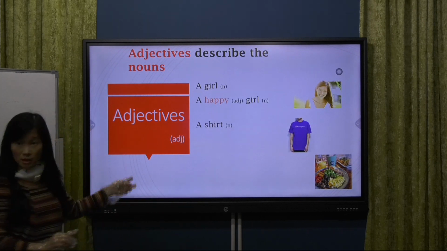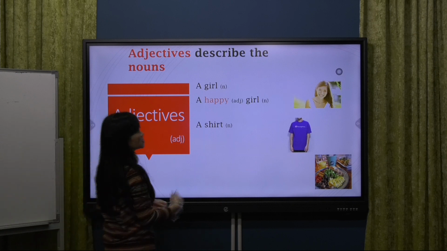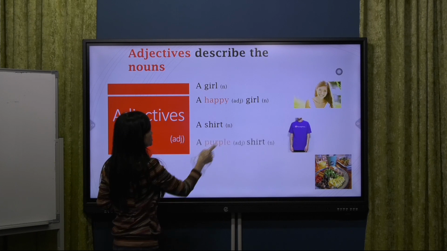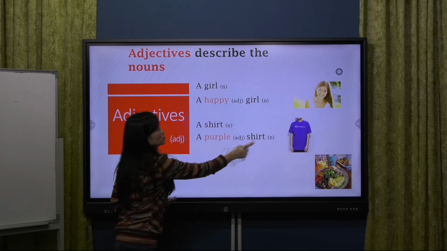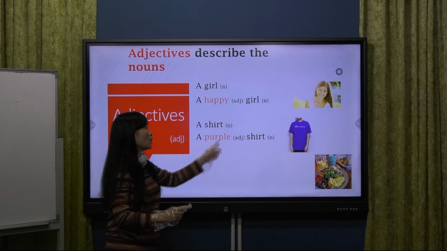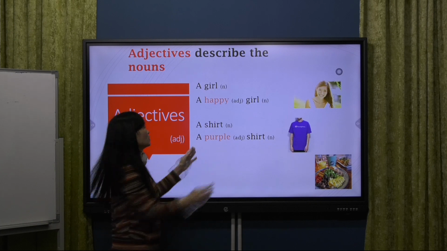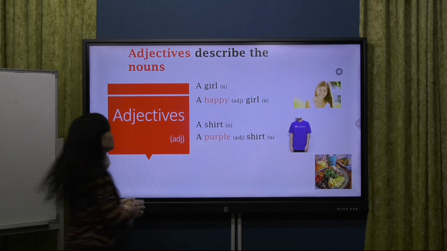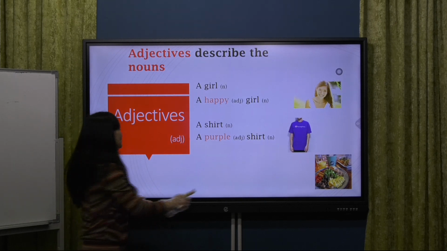A shirt is a noun. And I want to tell you more about the shirt. I would say it's a purple shirt. A purple shirt. Purple is the color of the shirt. So purple is an ADJ, an adjective. No problem with this? Am I right?